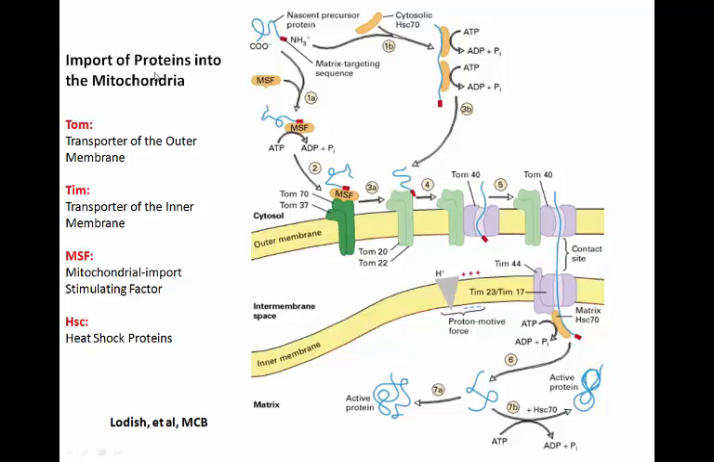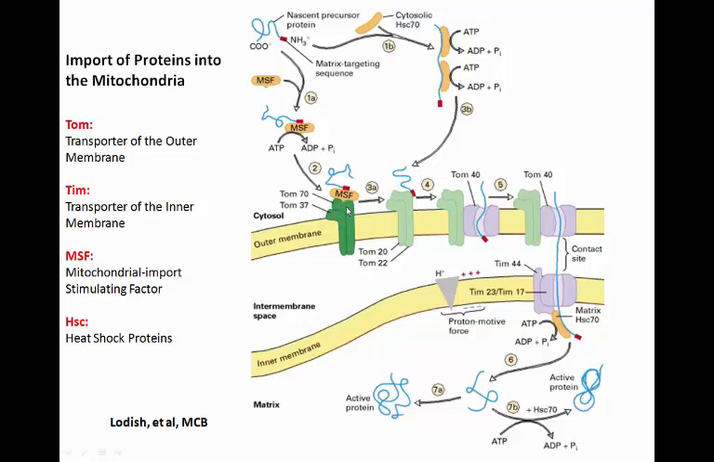Import of proteins into the mitochondria. Here is the precursor protein that's going to have a signal for a matrix targeting sequence. And the matrix is the mitochondrial matrix, that's the area in here. So a nascent precursor protein with the matrix sequence is recognized by the mitochondrial import stimulating factor. MSF is mitochondrial import stimulating factor. And so obviously we'll make a complex. We take ATP and hydrolyze it to ADP and inorganic phosphate.